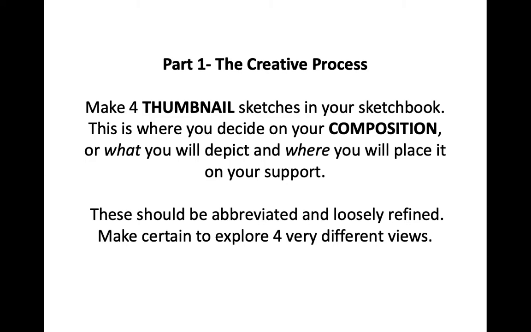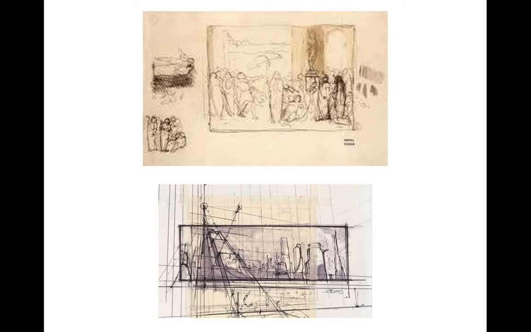This is where you decide on your composition, your cropping, the scale, what you're going to depict, where it's going to be placed on your support. These should be abbreviated, loosely refined. Make certain you explore 4 very different points of view. These are some examples of thumbnails, Rembrandt up top, an architectural sketch in the bottom. And these are some of my examples.